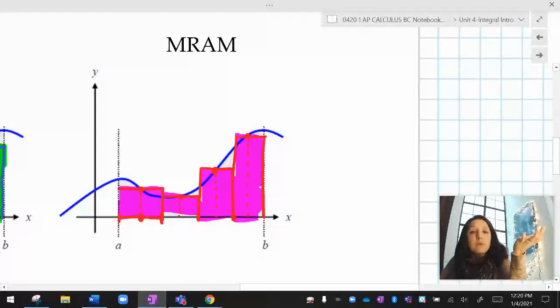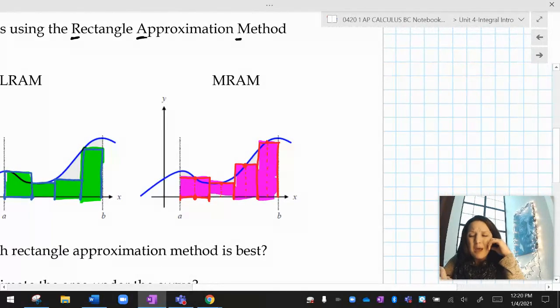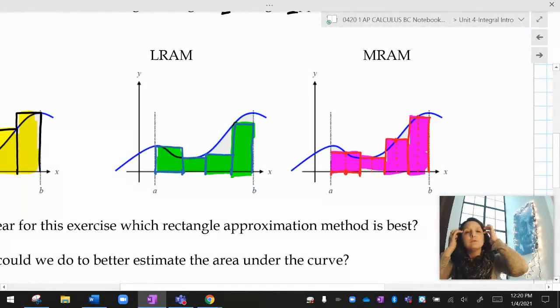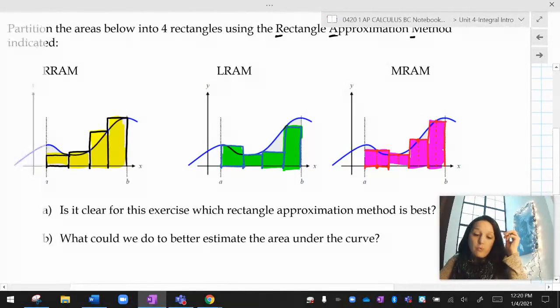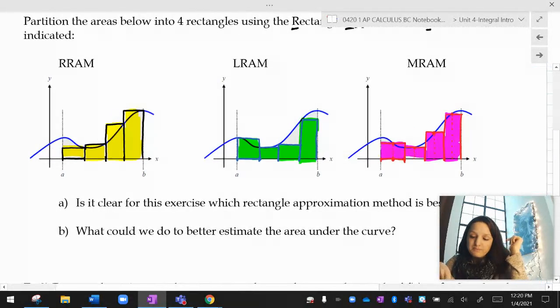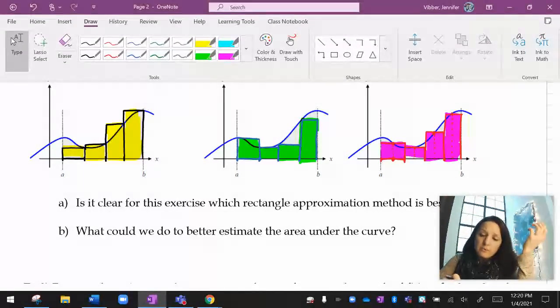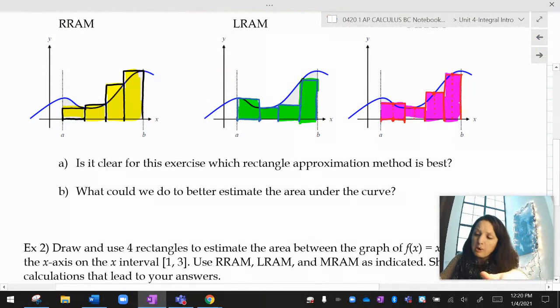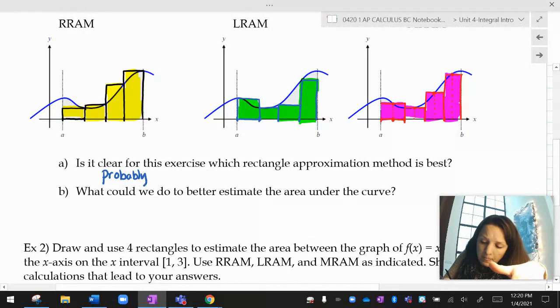So of those four, which one looks like it's the best? MRAM definitely looks like it's the best. I'm going to be honest, MRAM is often the best one to use, but sometimes it's hard to use, so we're going to have to pick and choose depending on what I tell you to use and what's available for you to use. So, is it clear from this exercise which rectangle approximation method is the best? We're going to say probably MRAM.